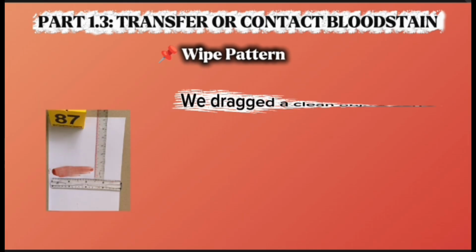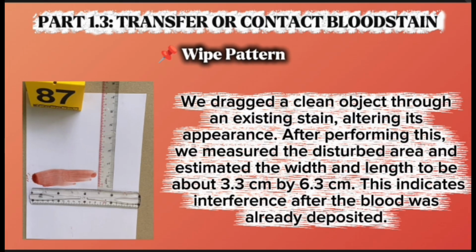Wipe pattern. We drag a clean object through an existing stain, altering its appearance. After performing this, we measured the disturbed area and estimated the width and length to be about 3.3 cm by 6.3 cm. This indicates interference after the blood was already deposited.